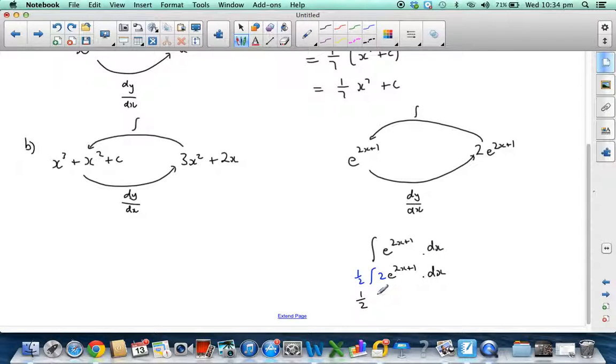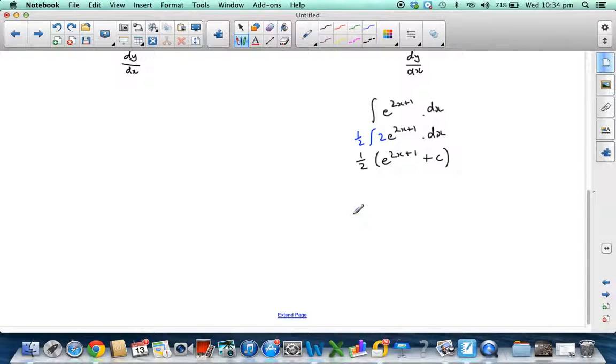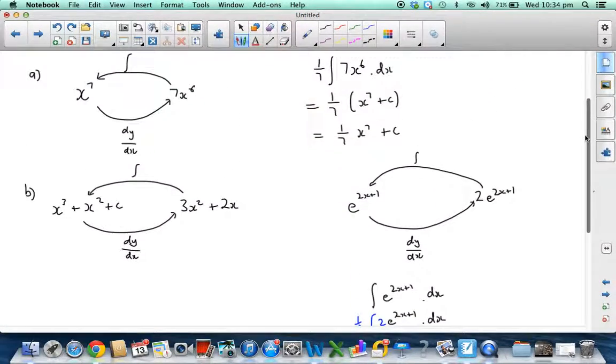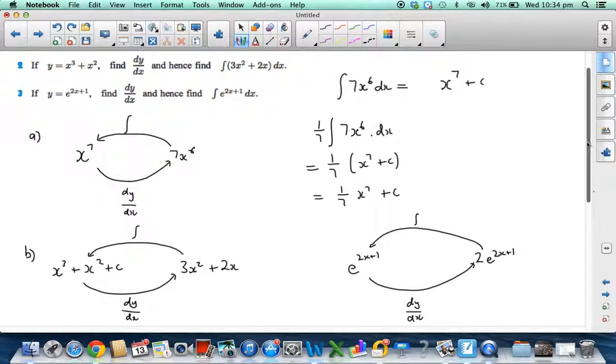So this is a half e to the 2x plus 1 plus c. Again, I didn't worry about timesing the c by a half because it's a constant, and a constant times a constant is still going to be a constant. So that's how we work out stuff like that. Again, it's not too hard. Just do the derivative of the one they ask you to and find out how its derivative is different to what they want you to integrate, and just put a factor in there. Make sure you cancel out by putting its inverse out the front, okay?